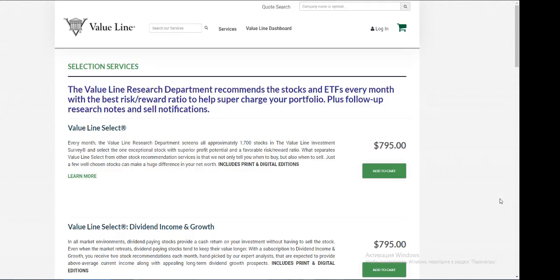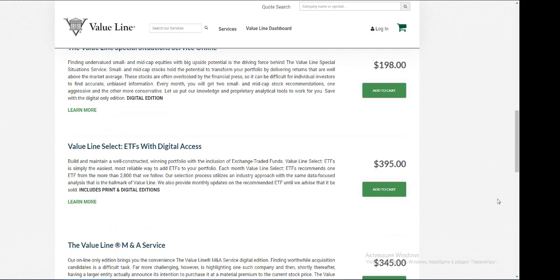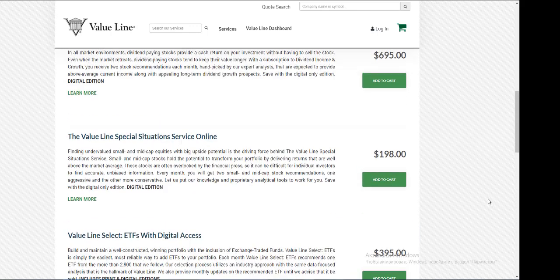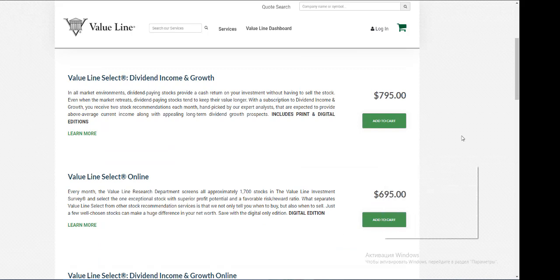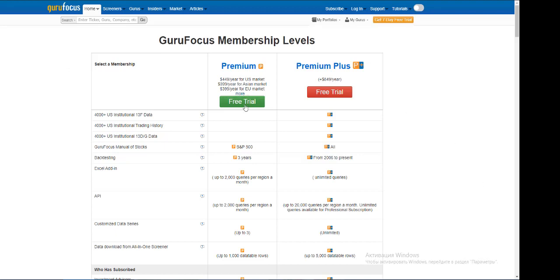So here is a page with Value Line yearly subscriptions. They have different plans. It depends on your needs. They are really different, so you can check it by yourself on the Value Line subscription services page. It's the cost of a year subscription. If we check Guru Focus membership levels, we have Premium and Premium Plus. If you are interested in the US market, it's going to cost you $449, or they have an Asian market plan, Europe market plan, or Premium Plus. You've got all the markets.